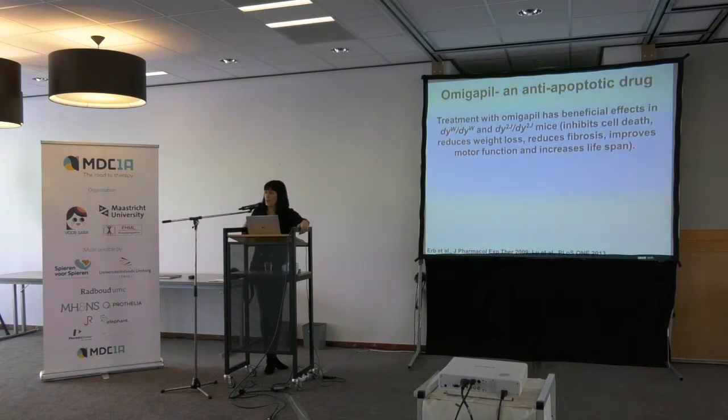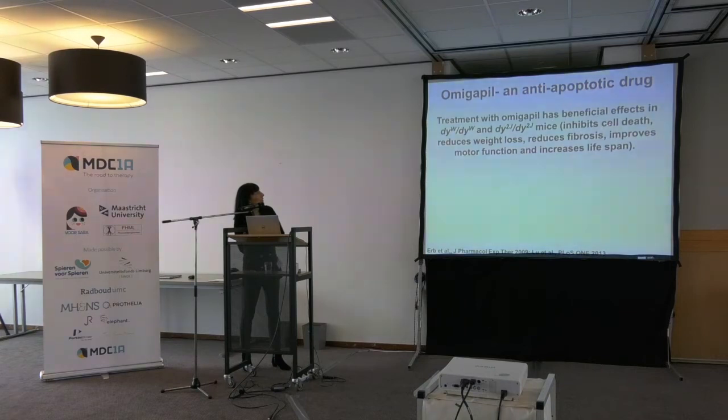And Reagan talked about omigapil in a clinical trial, a drug that was originally developed by Novartis. And two different studies, one from Marcus's lab and another study, have shown that treatment with this drug omigapil has beneficial effects in 2 mouse models, the DYW mouse and also the DY2J mouse. When you treat mice with this drug, cell death is inhibited, it reduces weight loss, it reduces fibrosis, it improves motor function, and also increases lifespan.